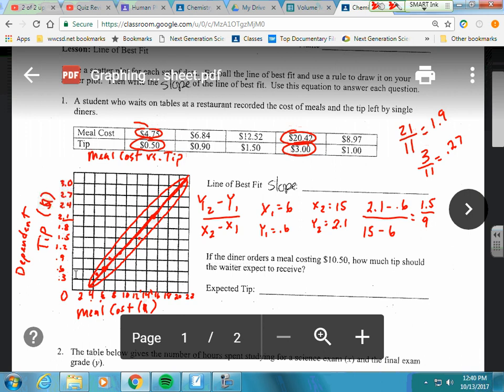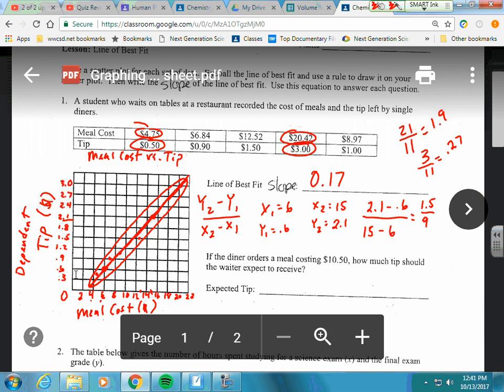Wait, that doesn't make sense. Oh, yeah, it does. 0.17, yes. Okay. And there's my slope. So that's how you do the slope of a best fit line: just picking two easy to read numbers off that line, always going left to right to determine what's x1 and y1, and what's x2 and y2.